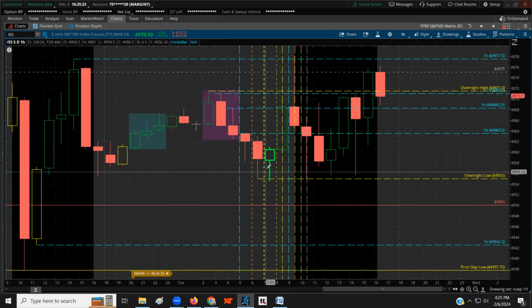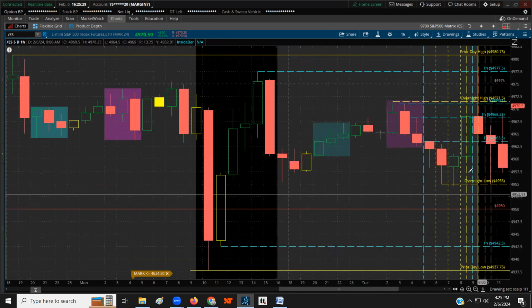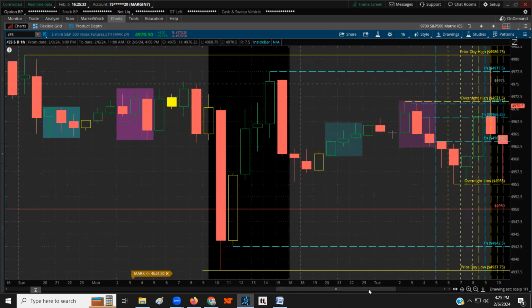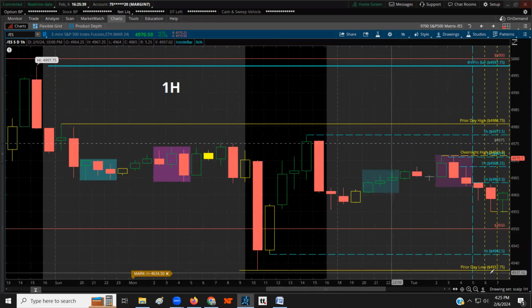1H, and I'm labeling the highs and lows of the 1 hour. So then it'd be like this. 1 hour candles, because I think it's important on the 1 hours too. There we go, the 7 o'clock.